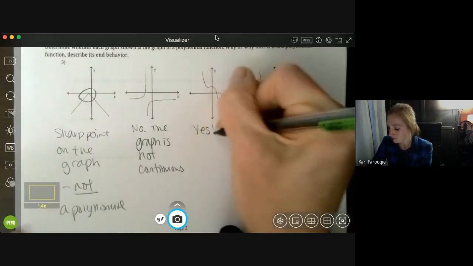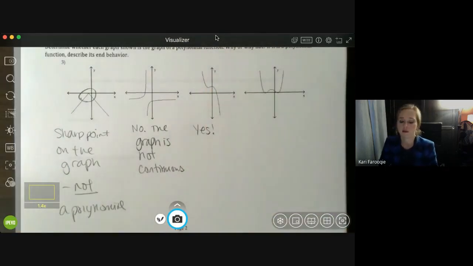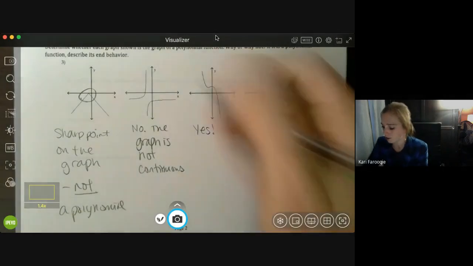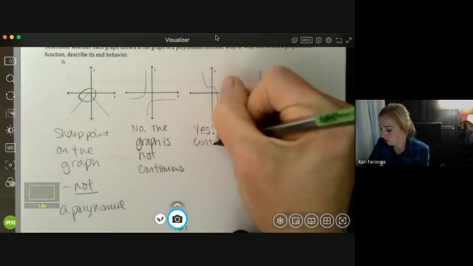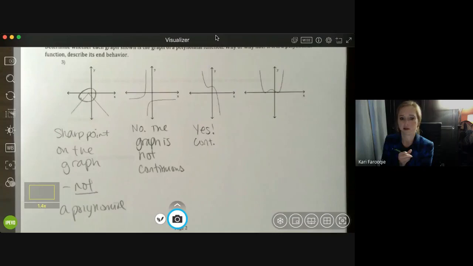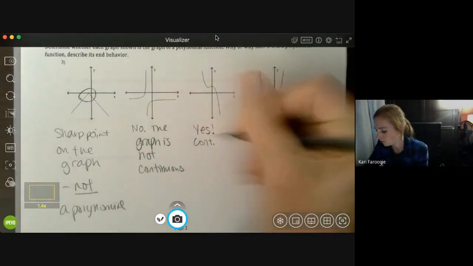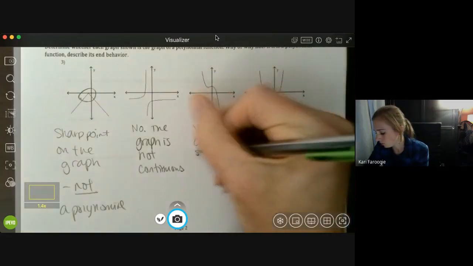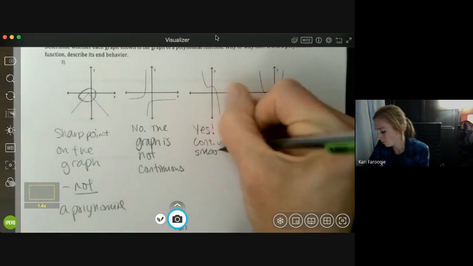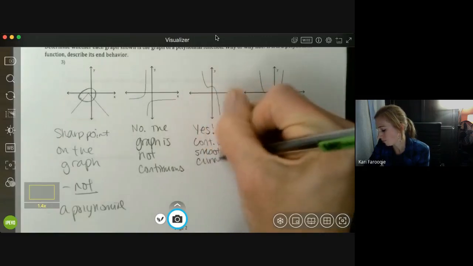Yes, because we would say that it is a continuous graph with rounded, smooth curves. You can say that about it. If you want to abbreviate continuous with C-O-N-T, be my guest. It's continuous with smooth curves.